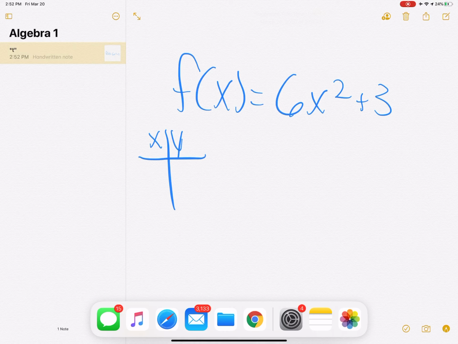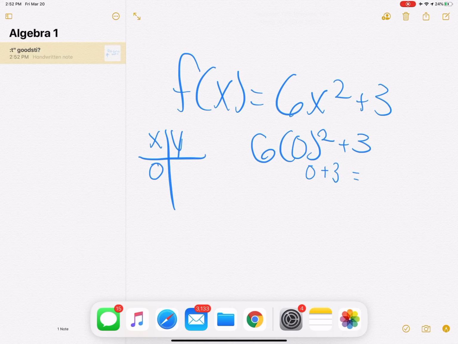Our first value for x is 0, okay? So then we plug in 6 times 0 squared plus 3. All we're doing is replacing x with 0. Okay, 0 squared is 0 times 6 is 0, but now we still have 0 plus 3. What's 0 plus 3? That's 3. So our first point now is 0, 3. Then we're going to plug in our next value.